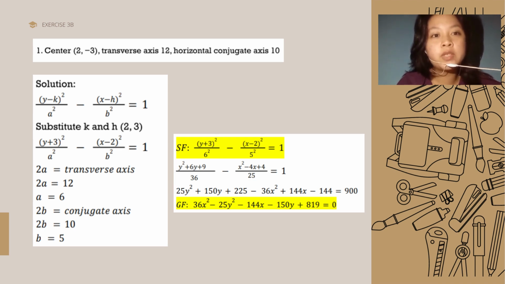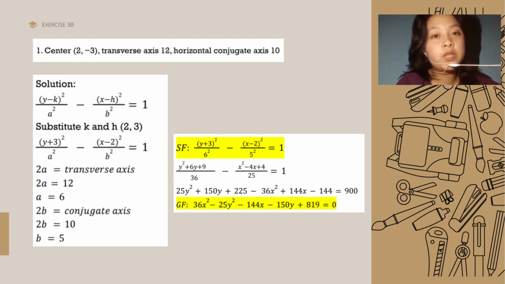So, in order for us to find the general equation, we need to apply the formula (y minus k) squared over a squared minus (x minus h) squared over b squared is equal to 1. So, given naman na natin ang center, we need to substitute the k and h, wherein ang gagamitin natin is (y minus 3) squared over a squared minus (x minus 2) squared over b squared is equal to 1.